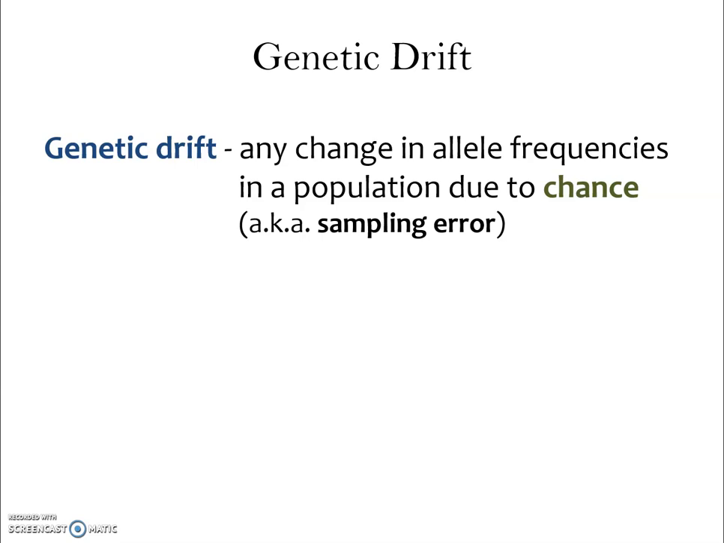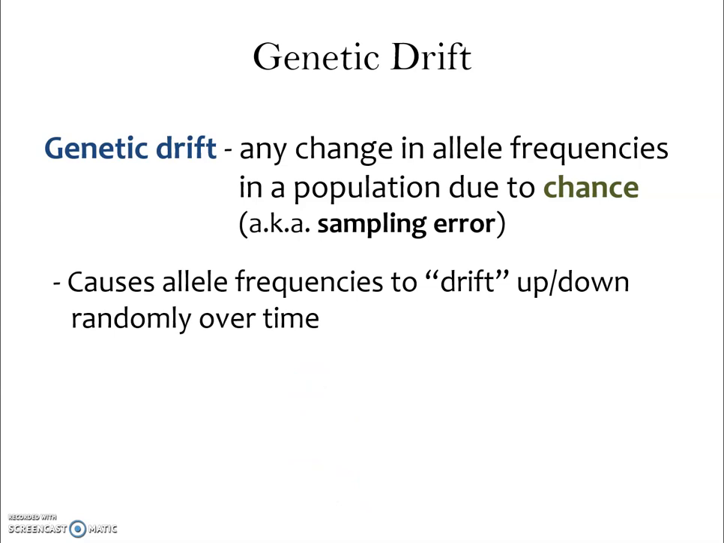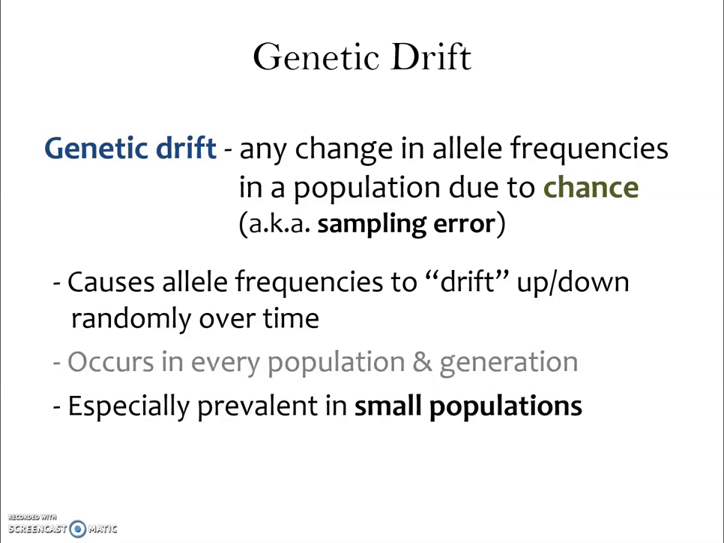We saw one type of genetic drift at the end of the lab with the beads, where you're just pulling out a few beads out of your bucket. Okay, so we call it genetic drift because it causes allele frequencies to sort of increase a little bit, decrease a little bit. They just sort of drift around. They're not going in one direction or another direction like we might see with selection. This is especially prevalent in small populations.